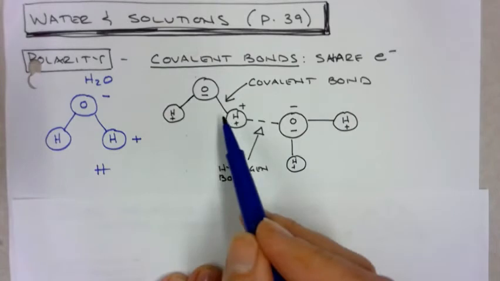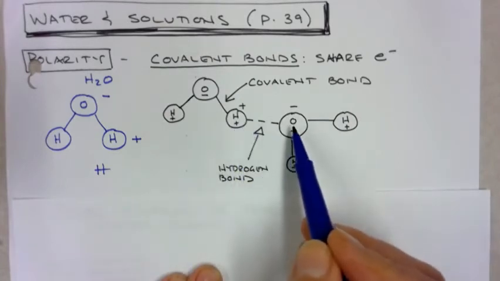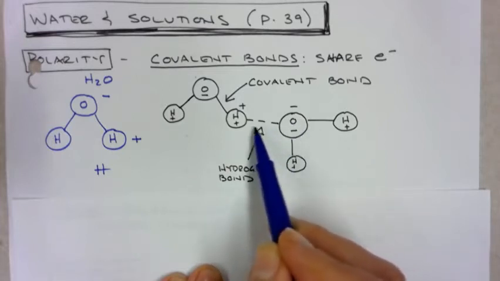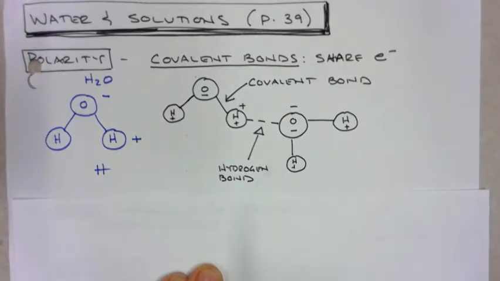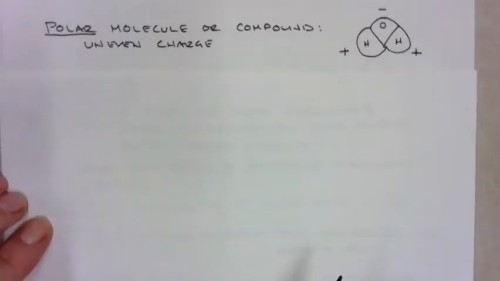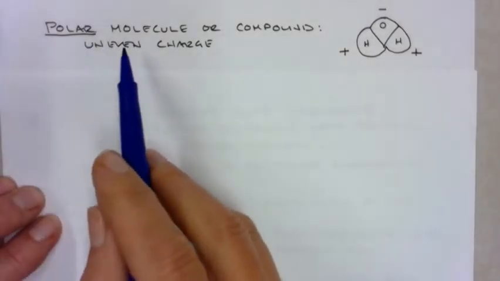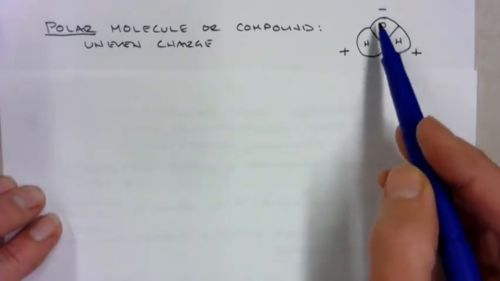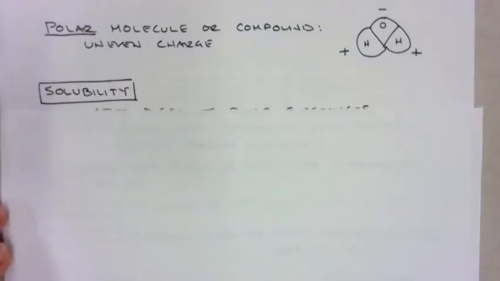However, water molecules like to stick to each other. The positive side of the hydrogen sticks to the negative side of the oxygen. Therefore, we have what's called a hydrogen bond. A hydrogen bond is a much weaker bond. We use the term polar when we're talking about a molecule or compound that has an uneven charge. So again, here is our oxygen and here is our hydrogen.